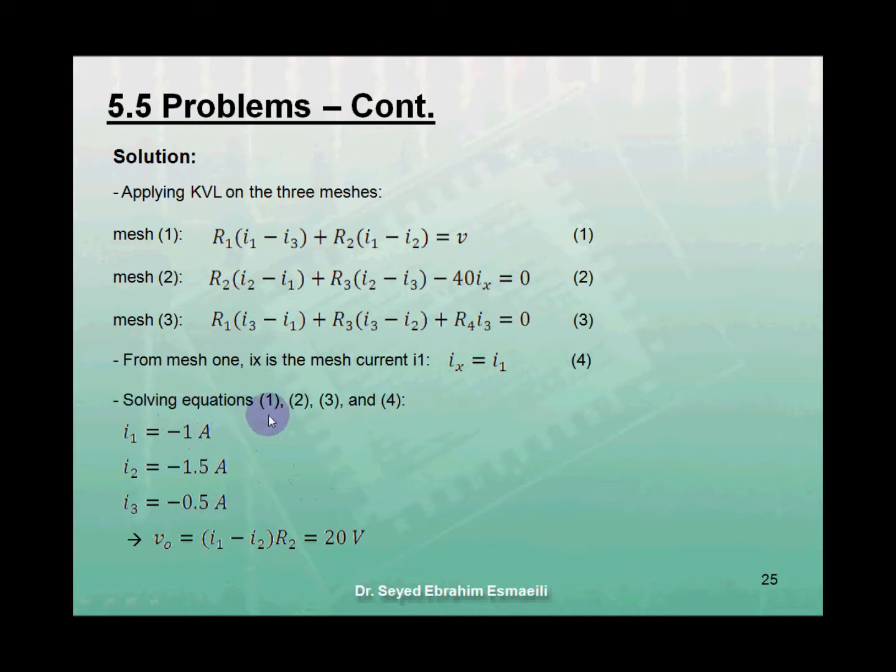Solving equations 1, 2, 3, and 4, we get I1 equals minus 1 amp, I2 equals minus 1.5 amp, and I3 equals minus 0.5 amp. Vout equals (I1 minus I2) times R2 equals 20 volts.